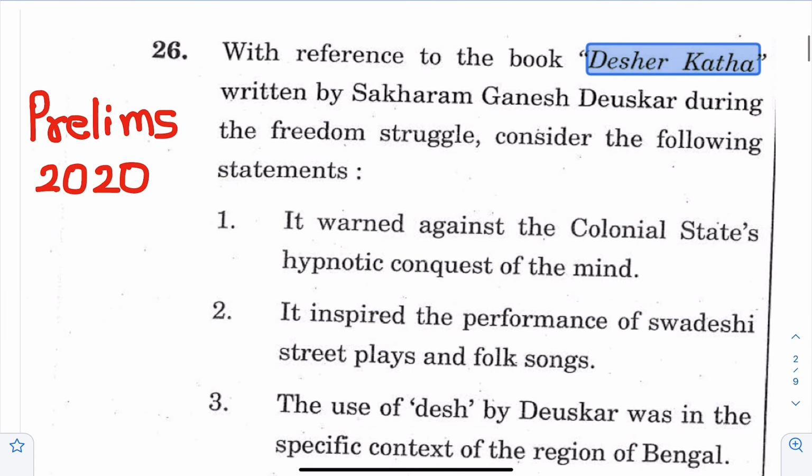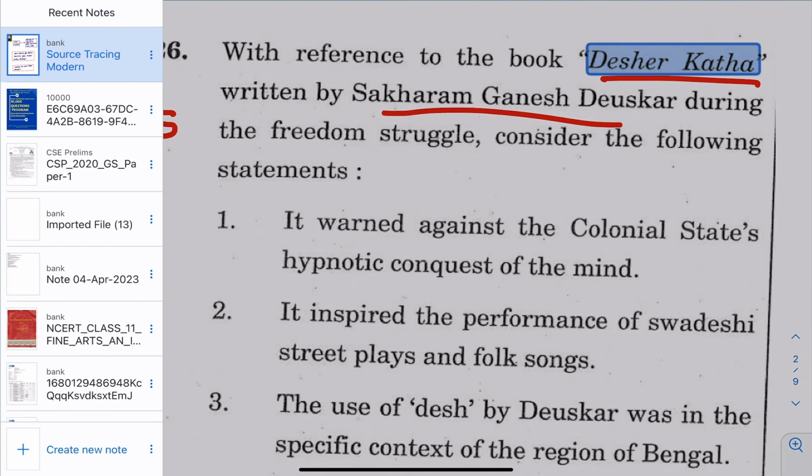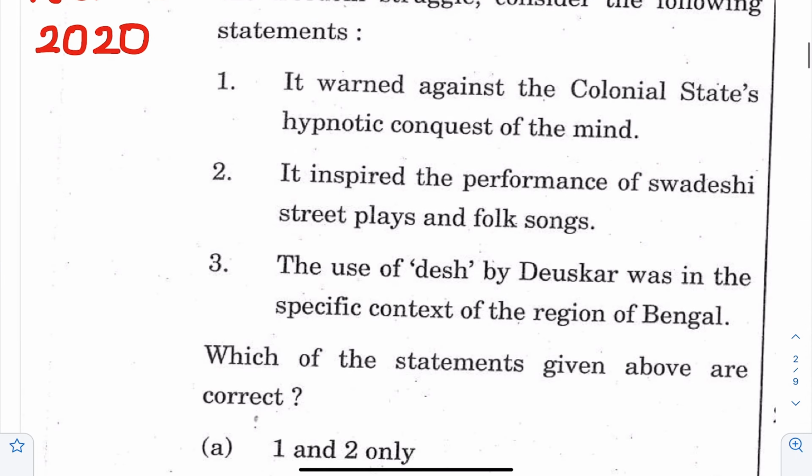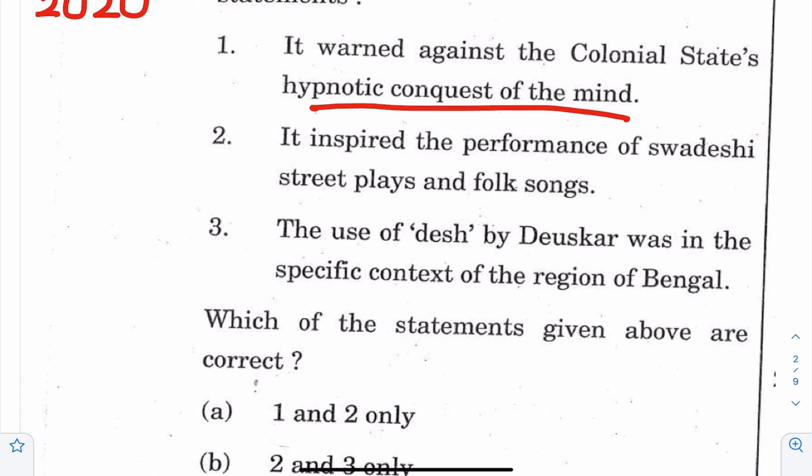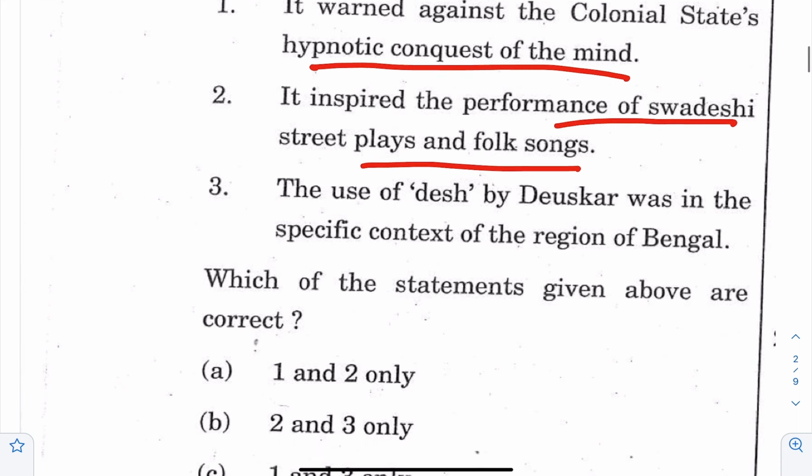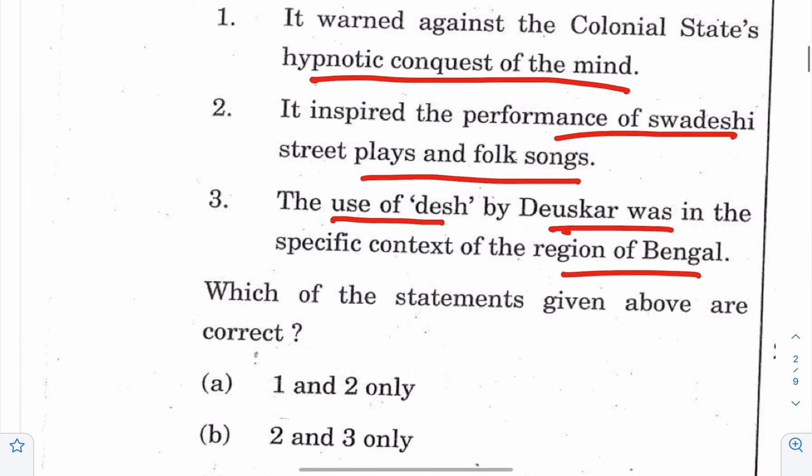So just to give you an example, in 2020 there was a question asked regarding Desher Katha, the book Desher Katha. The writer of this book was mentioned, and then three options were given. These three options included: it warned against the colonial state's hypnotic conquest of mind. Second option said it inspired the performance of Swadeshi street plays and folk songs. The third option said the use of Desh by Deuskar was in the specific context of region of Bengal.